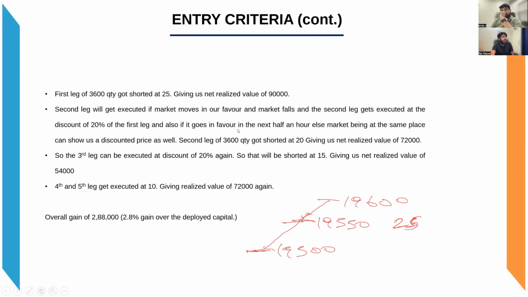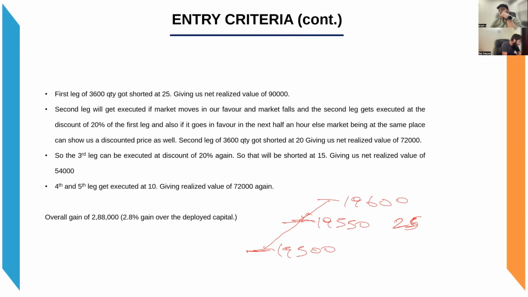That will again give us a realized value of 70,000. In this way, if the market is moving in our favor, then only we are adding quantities to our trade, and we are pyramiding our trade. Now you can see we are still shorted 18,000 quantity. Market moved in our favor. We will still be taking the same risk as the previous trade. I'll give you those stop loss criteria in there. We are still taking the risk as the previous trade, even lesser than that.